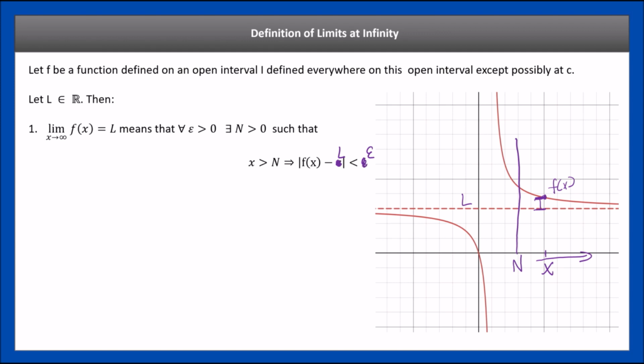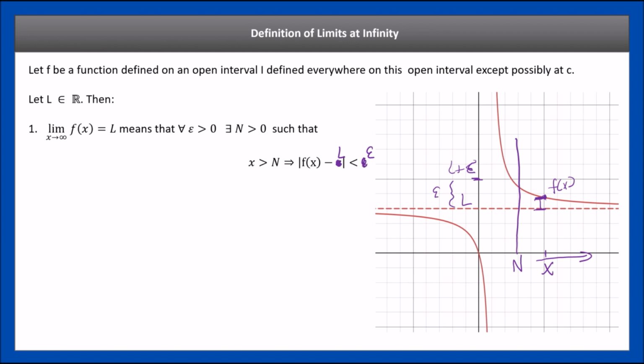So for every epsilon, so let's say we defined an epsilon here, from L. So then this should be epsilon right here. So then this is L plus epsilon. So for every such epsilon, there is an x such that the function is going to be closer to L than epsilon, than the amount epsilon. Okay, and that's essentially what it's saying.